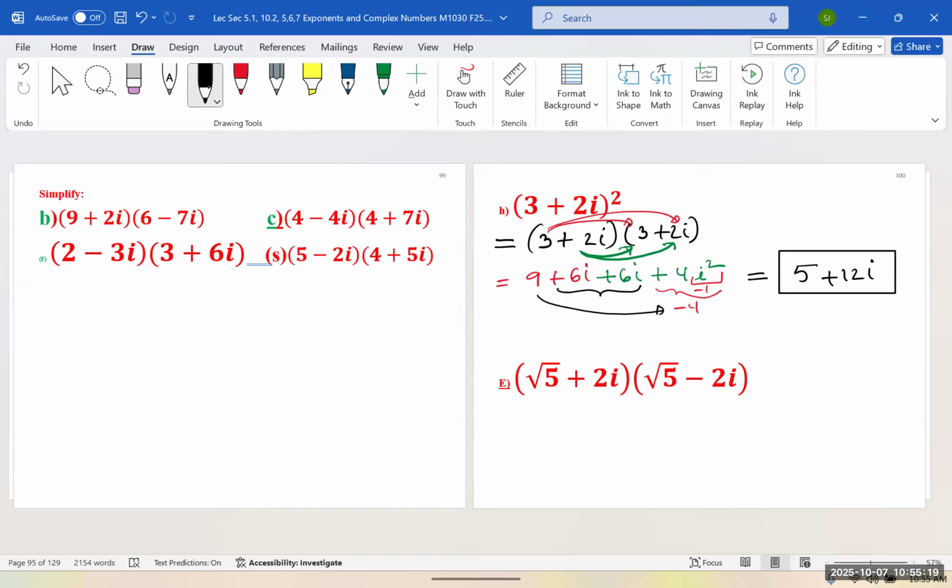So you're using the foiling method and then you combine like terms. Every time you see i square, it becomes the real number -1. As a result, the term changes its sign from positive to negative or negative to positive. Clear?